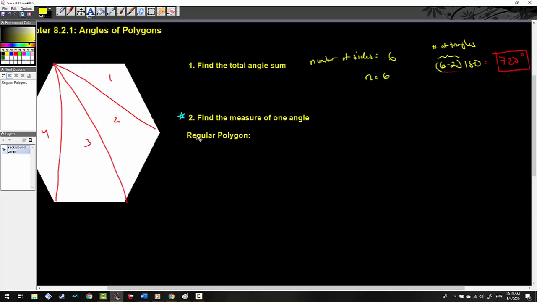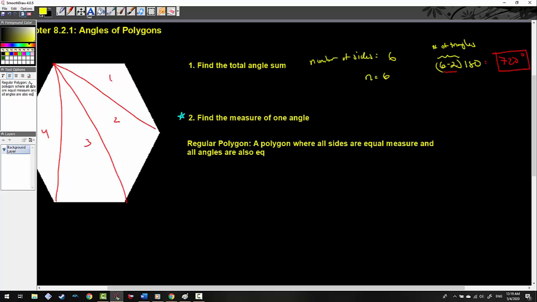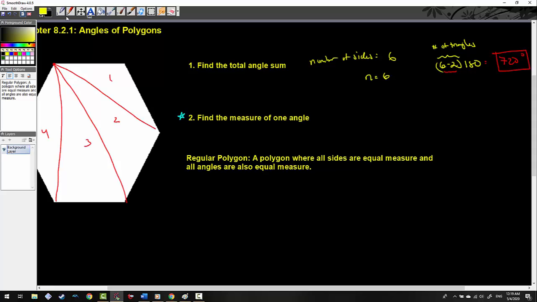A regular polygon is a polygon where all sides are equal measure and all angles are also equal measure. And that's what allows us to find the measure of one of the angles, because they're all going to be the same. So if we look at this hexagon here, remember in the last problem we determined that there were 720 degrees of total angle measure.